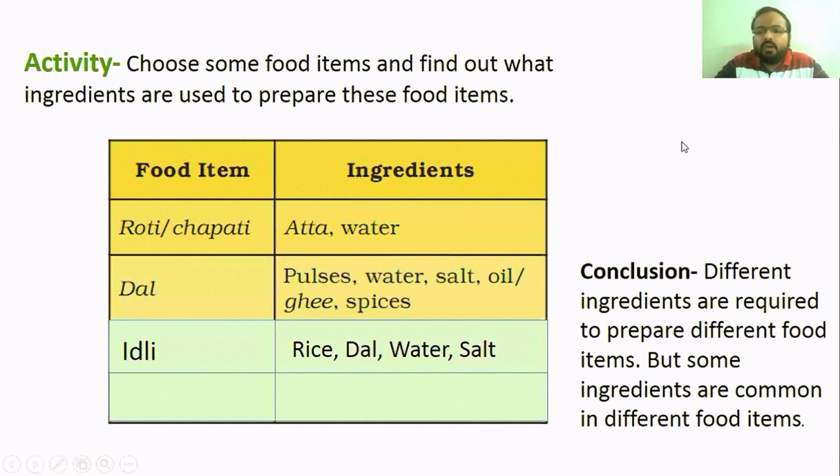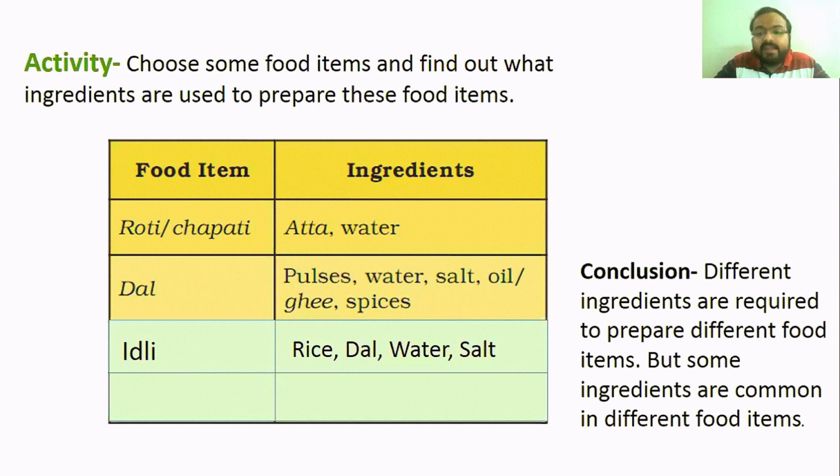Now, conclusion. What is the conclusion? When we perform any activity, we conclude something. So what is the conclusion of this activity? Why have we performed this activity? The conclusion is that different ingredients are required to prepare different food items. So in order to prepare different food items, we would require different ingredients.